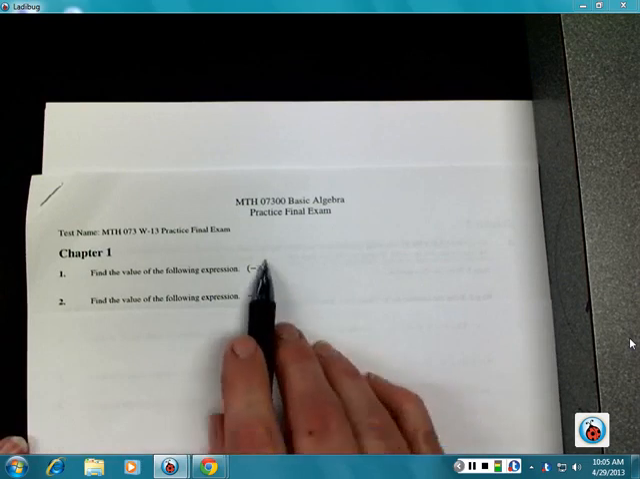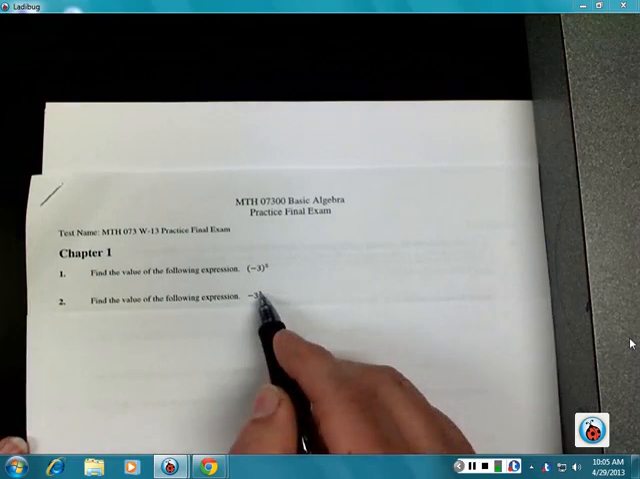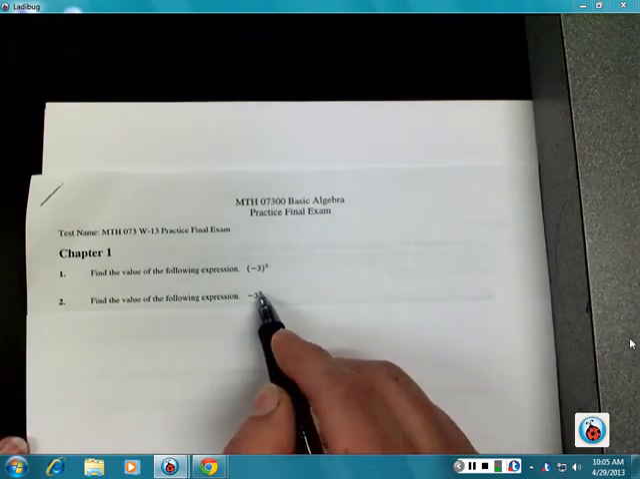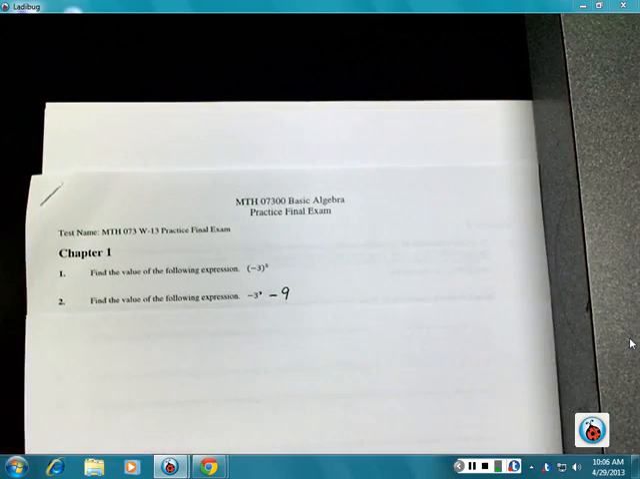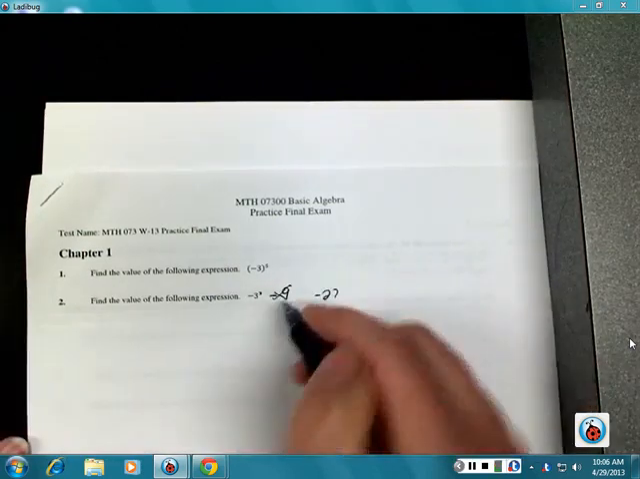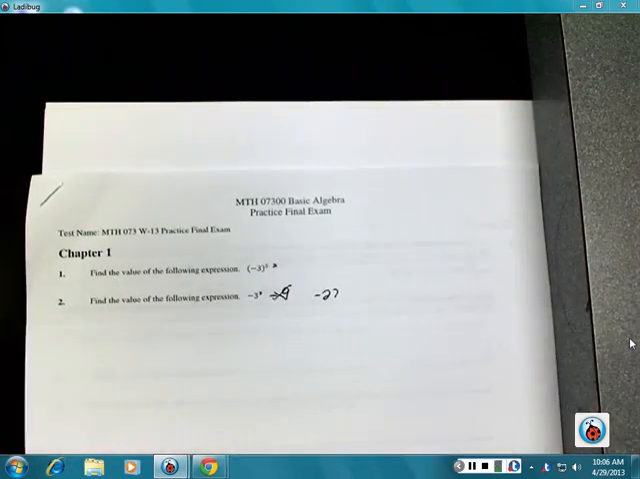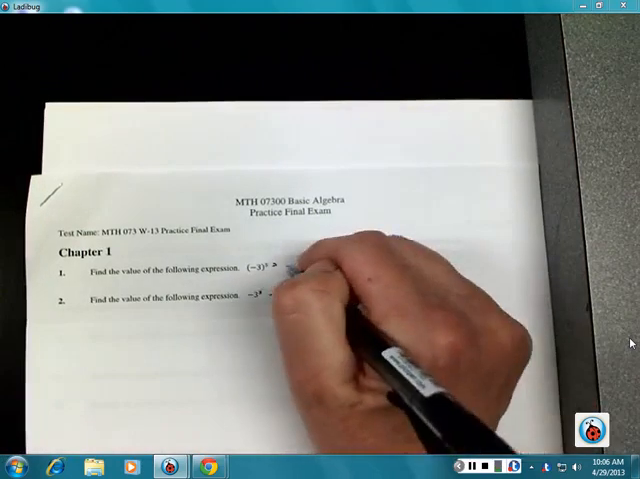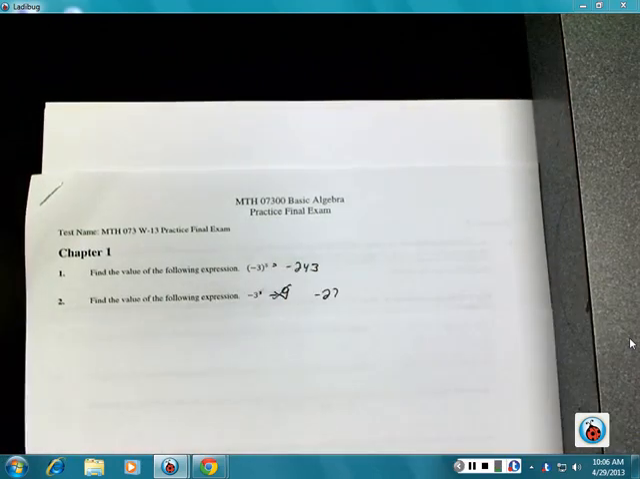Since both of these are odd exponents, they will both come out negative. But if this would have been a 2 right here, this answer would have been a -9, okay? But it's a -27 is the right answer for that one. And then what was the answer for number 1? Okay, so you got your differences with those.